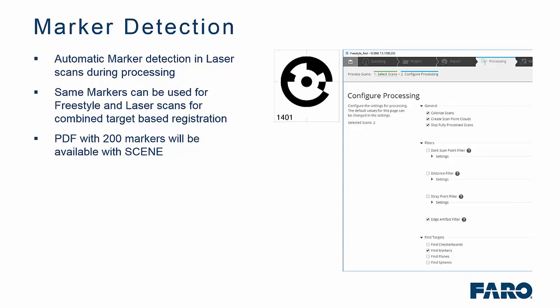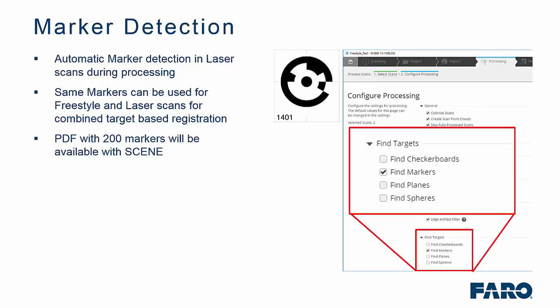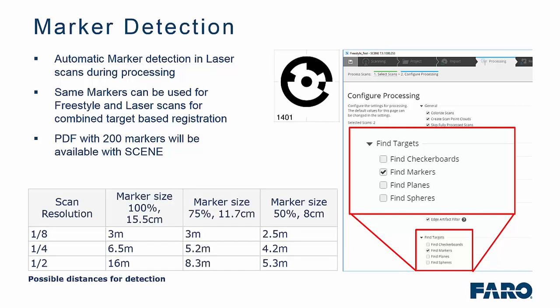Within the install folder of FARO Scene 7.1, we also provide you with a PDF of over 200 markers. In the settings, you simply check the Find Markers box when going into the registration. But it all depends on the distance from the scanner when scanning. So the marker size by default is 15.5 centimeters, and here you can see, based on the scan resolutions, the distances you can expect to get from the scanner. As you start to reduce those marker sizes, then those distances reduce exponentially.